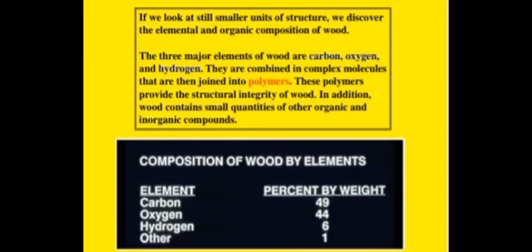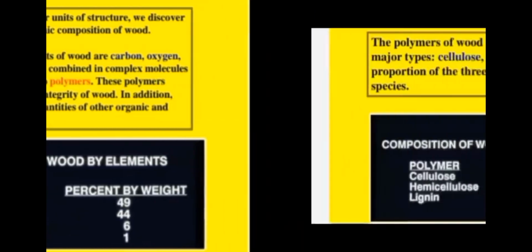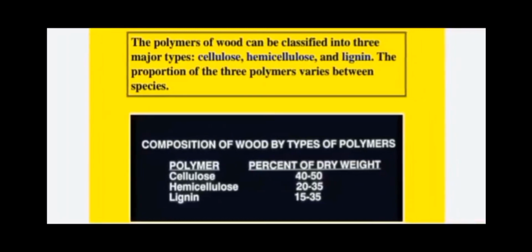This is the composition of wood by elements. Carbon percent by weight is 49. Oxygen percent by weight is 44. Hydrogen percent by weight is 6. And others, the percent by weight is 1. So that is the composition of wood by elements and percent.